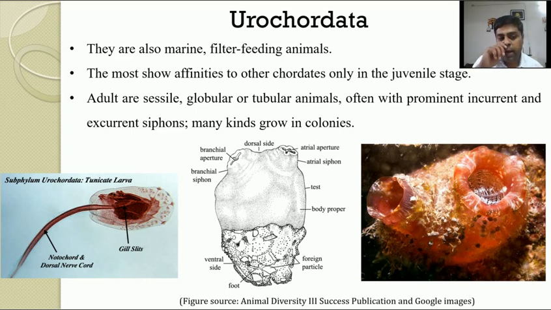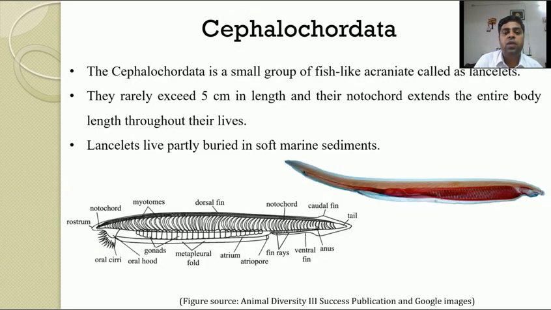So these organisms are sessile, globular or tubular organisms, and often they are provided with a prominent incurrent as well as excurrent siphon, and some of these organisms also grow in a colony. So these are the urochordates. Then the third group is the cephalochordata.